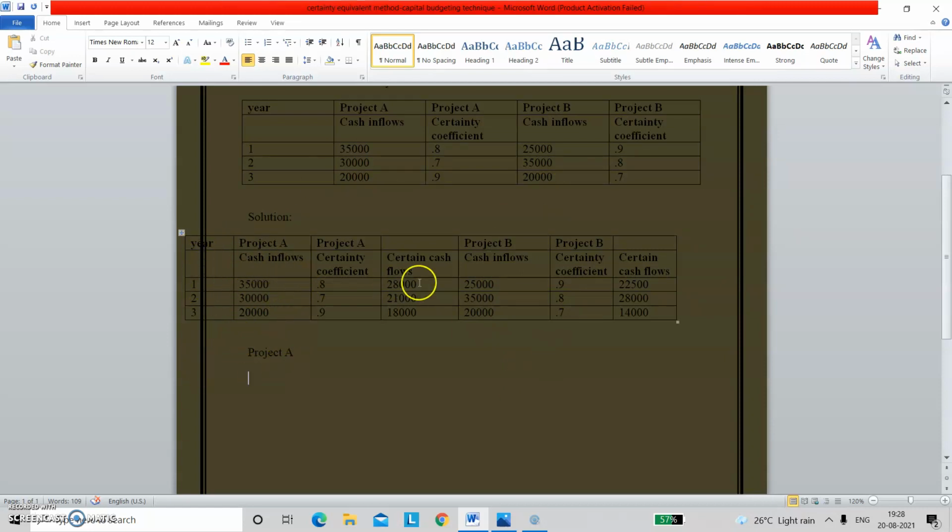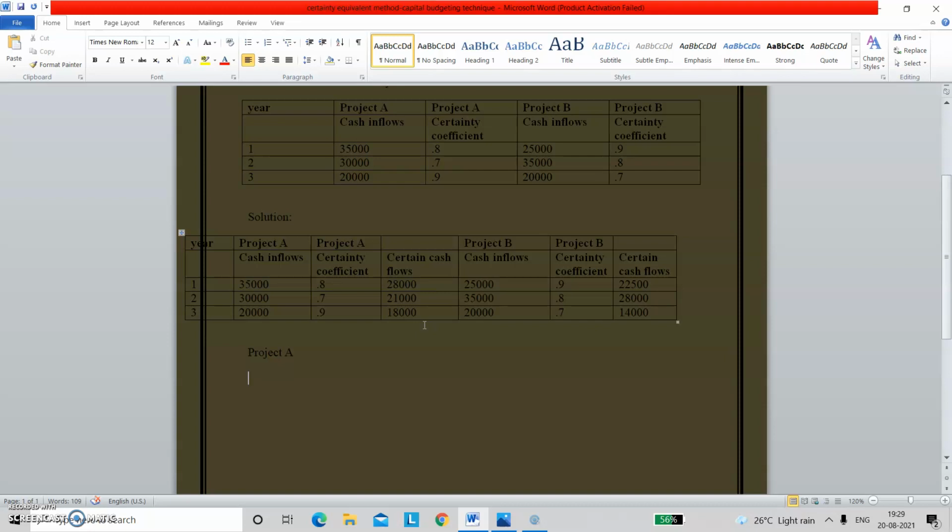At the end of year 1, I am going to get a certain cash flow of 28,000. At the end of year 2, I am going to get a return of 21,000. And at the end of year 3 in project A, there is 18,000 of the amount which I am certainly going to receive, right? So now I need to find out the present value, because I have to invest today. So I have to see today's value of money. So this is the reason why we are using time value over here, right?